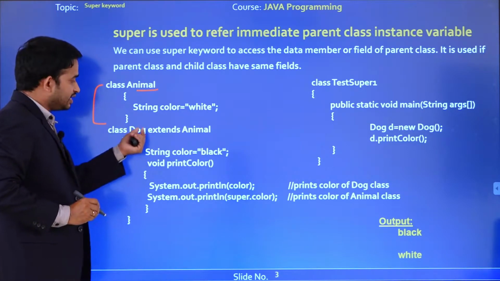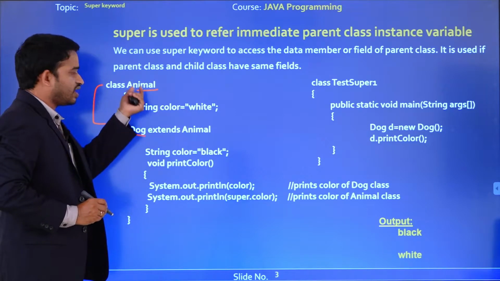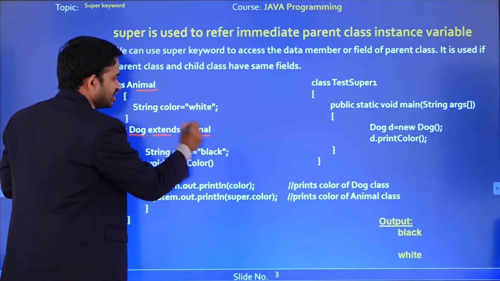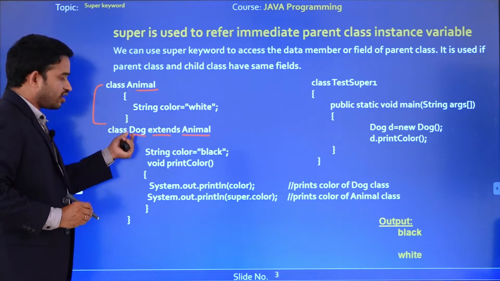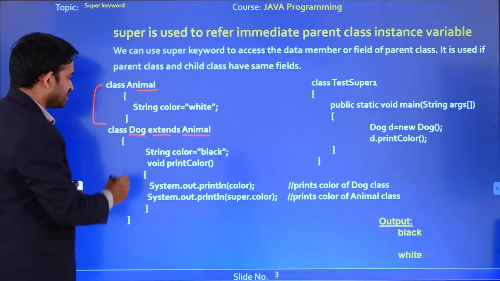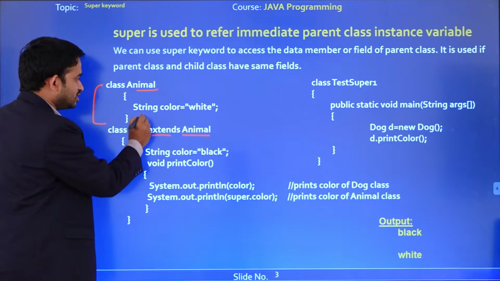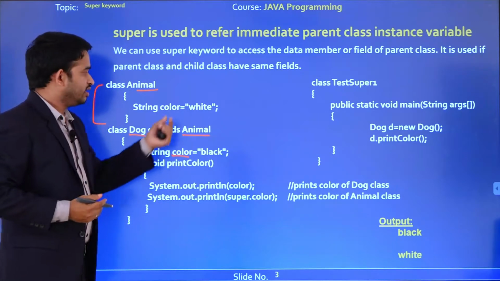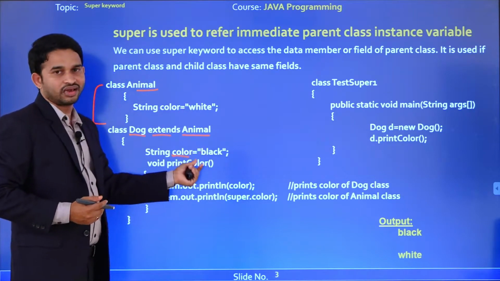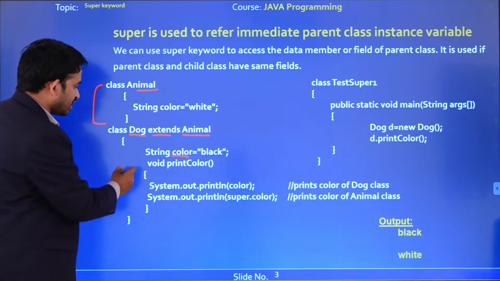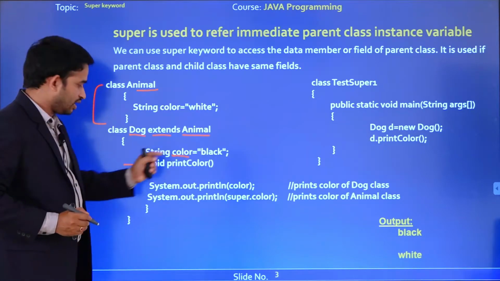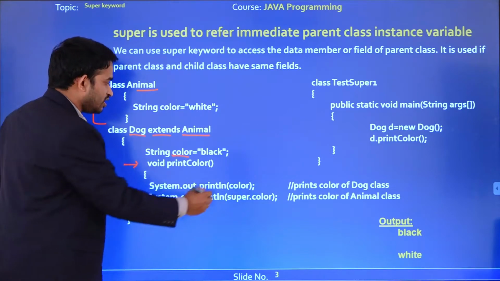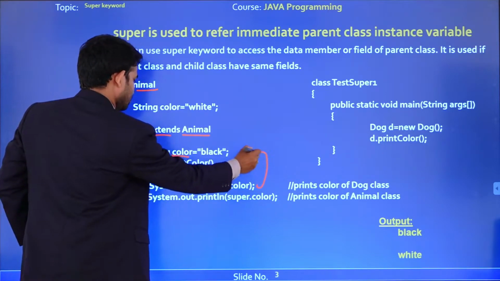This Dog class inherits or extends the properties of the Animal class. That is the reason I am using the extends keyword with Animal. So Animal is the superclass and Dog is the subclass. Next, here I am using the same variable, string color, but here I am assigning different data. There it is white; here I am assigning black. Next, I am declaring one more method, void printColor. Here I am going to print System.out.println color. Which one will it invoke here? It will invoke this one.